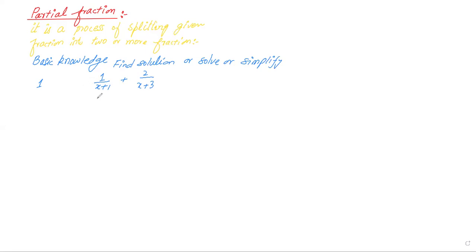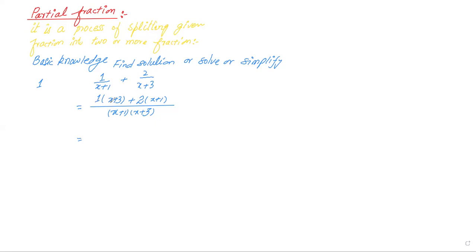For this one, I have to take the LCM of these fractions. The LCM will be the product of the two denominators if nothing is common, so x plus 1 times x plus 3. That is the basic concept, and you already have much knowledge about this. I solve this by cross multiplying because there is no common factor in the denominators.